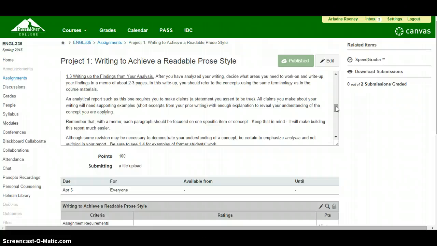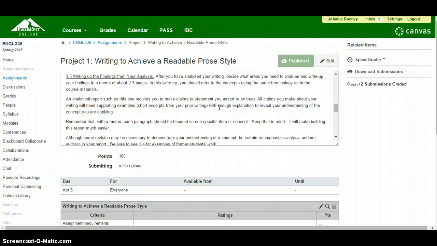An analytical report such as this one requires you to make claims, a statement you assert to be true. All claims you make about your writing will need supporting examples, which are short excerpts from your prior writing with enough explanation to reveal your understanding of the concept you are applying.